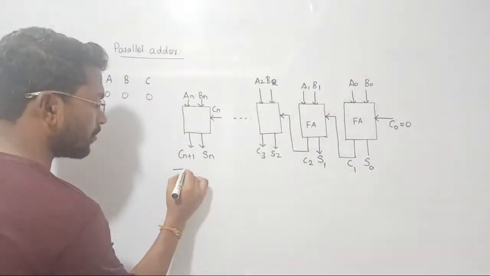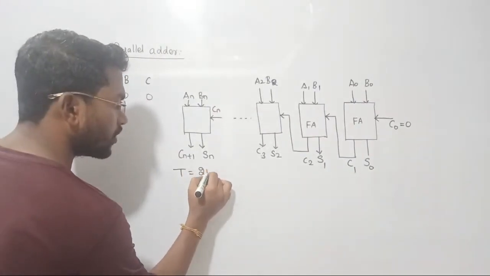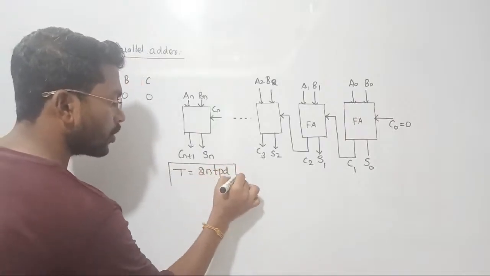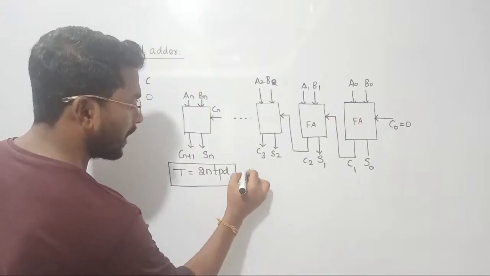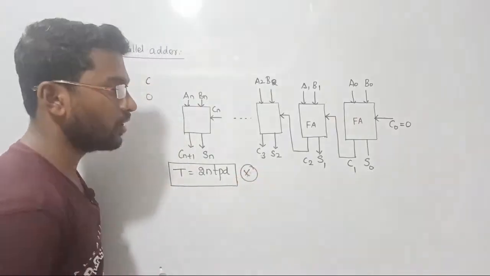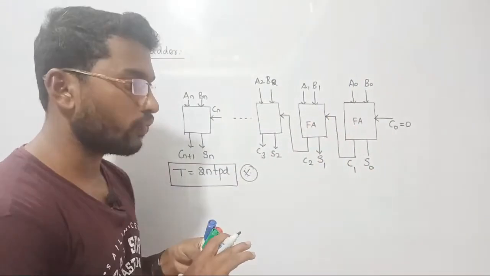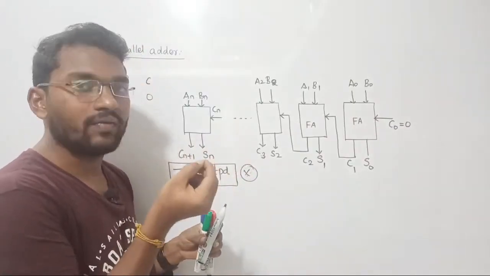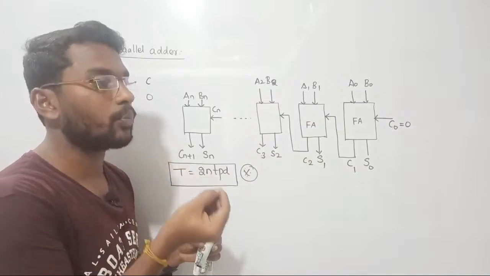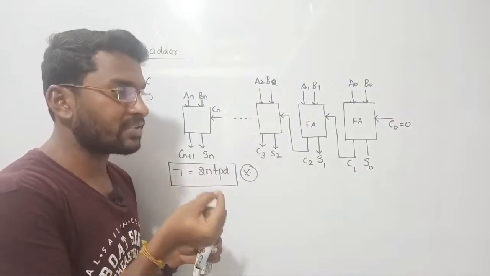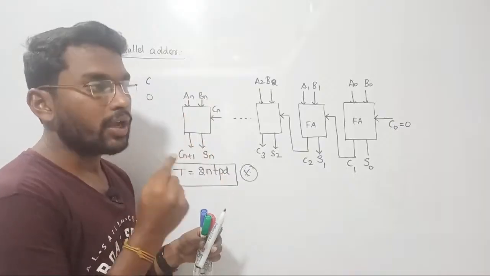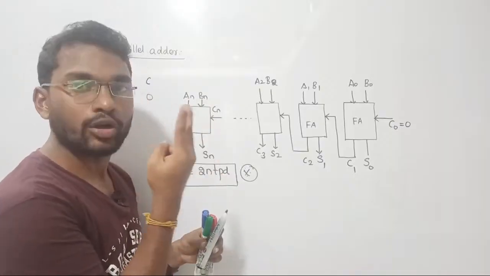So the total time taken by the circuit to produce the output is going to be twice of n into TPD, right? So that is the total delay generated by the parallel adder circuit. I am repeating once again, in one full adder circuit, we have two half adder circuits. Each and every gate will create a certain delay that is called propagation delay, right? Now, because of that propagation delay, if I consider one complete full adder circuit, we are having two half adders.